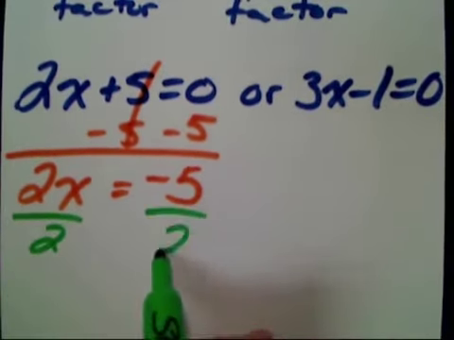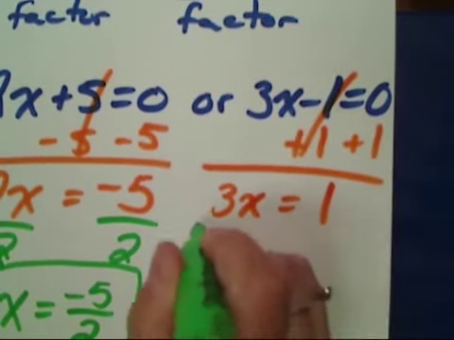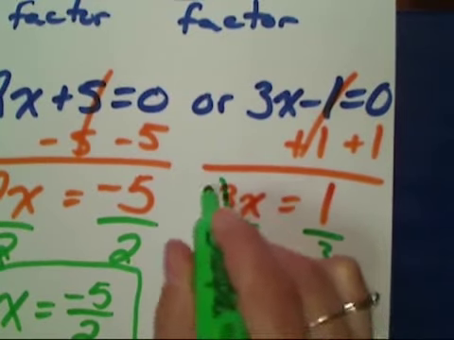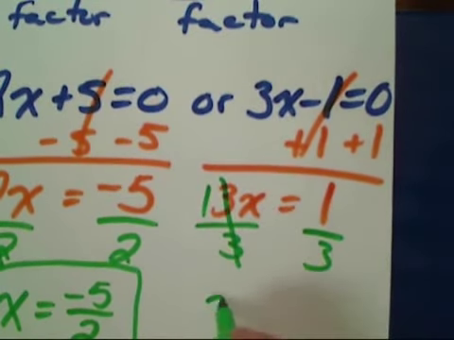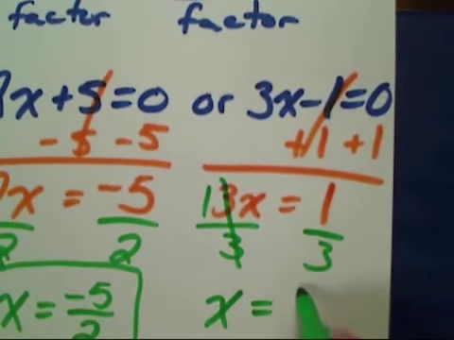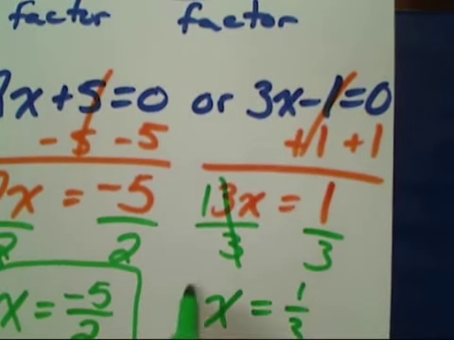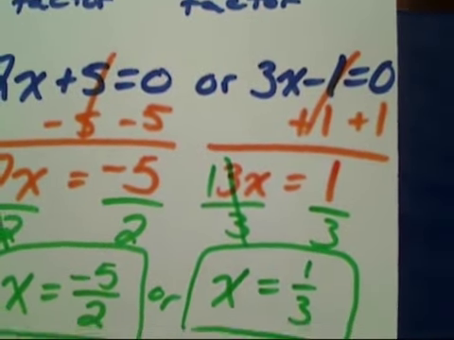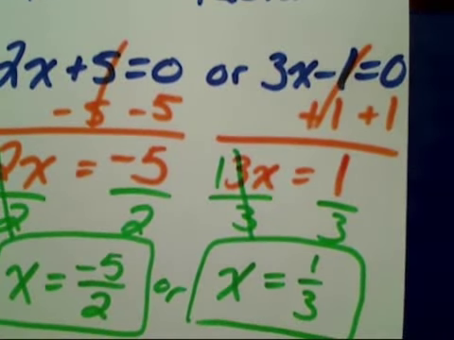And now to get our x by itself, we once again have to do the opposite of this multiplication, which is division. 3 divided by 3 is 1. 1 times anything is anything. And there's our answer once again on the other side, 1/3. So our two solutions: x is equal to -5/2 or x is equal to 1/3.